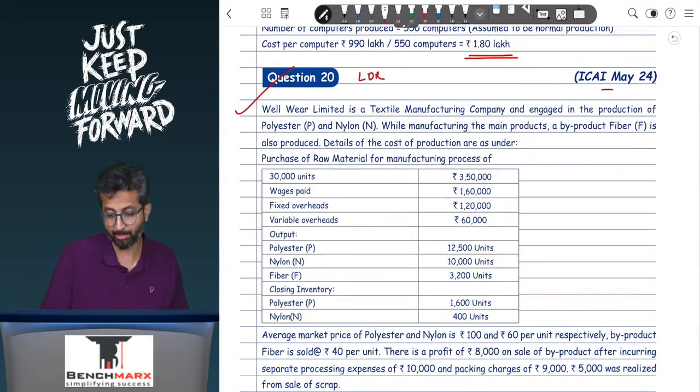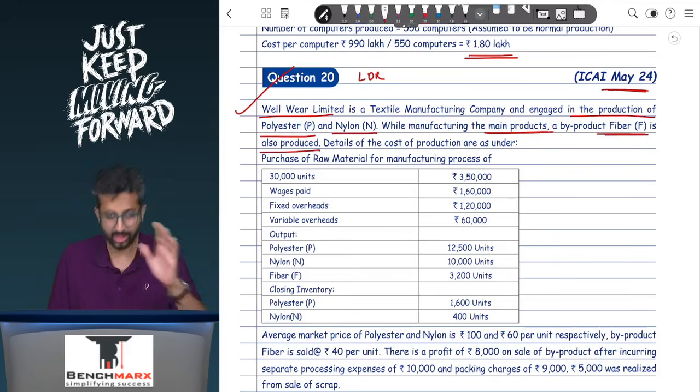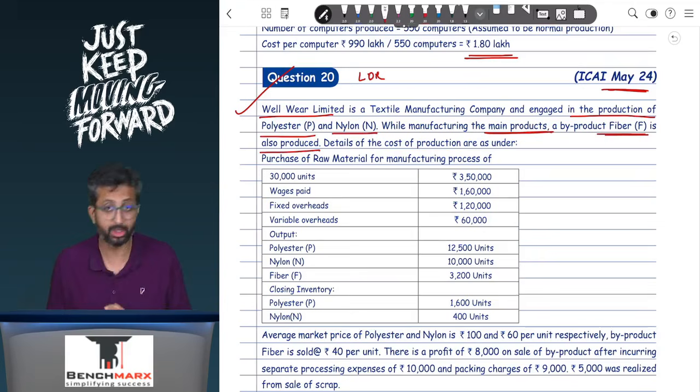This is from your May 24 exams. I would state this question to be quite important. Wellware Limited is a textile manufacturing company and is engaged in the production of polyester and nylon. So these are two final products. While manufacturing the main products, a byproduct fiber is also produced. So polyester and nylon are main products and fiber is a byproduct.